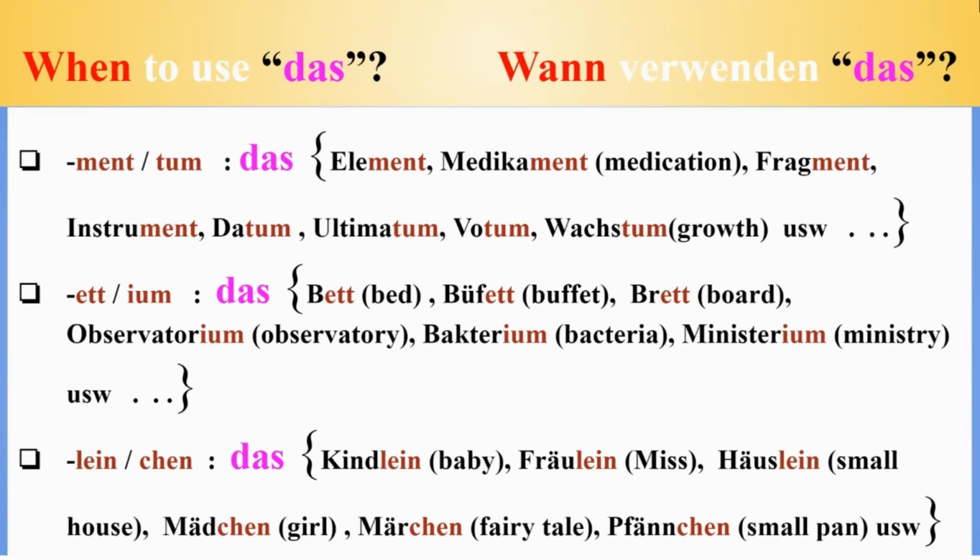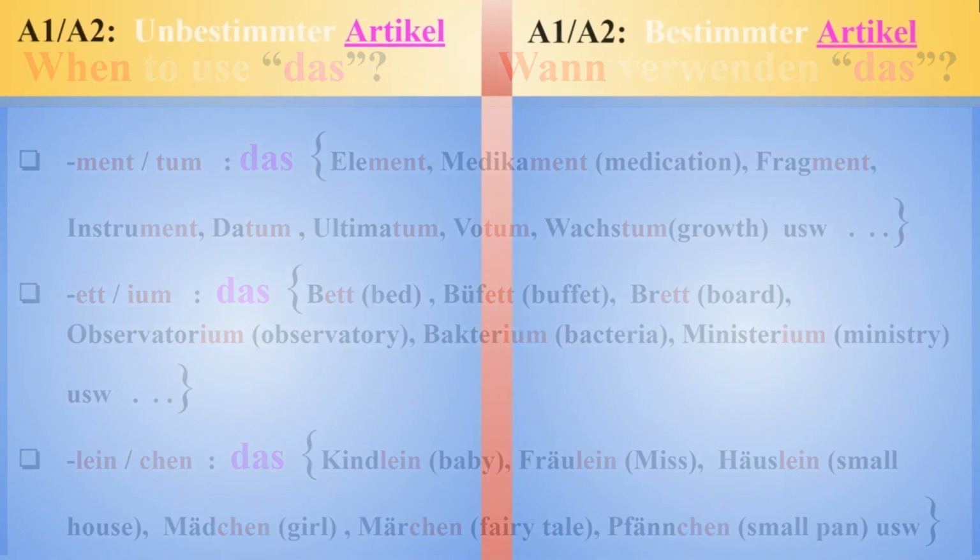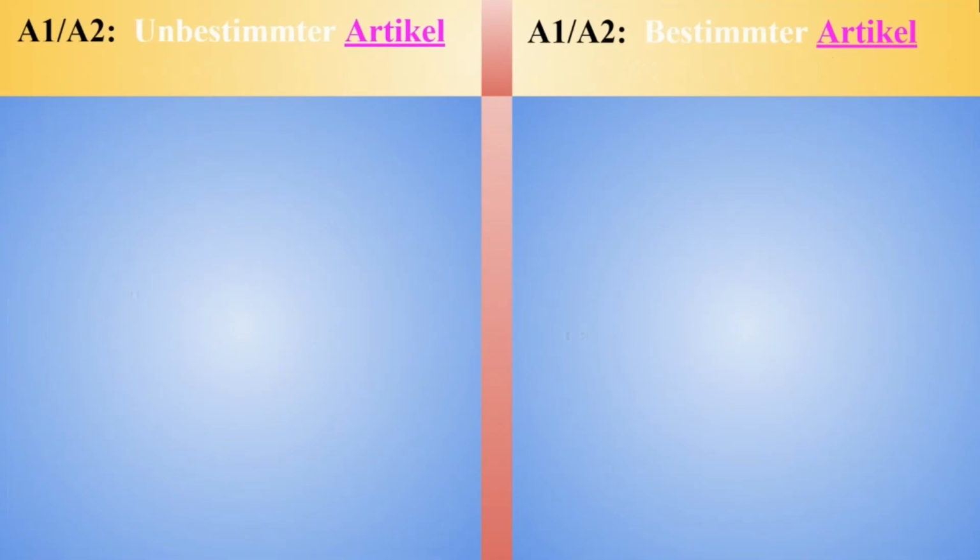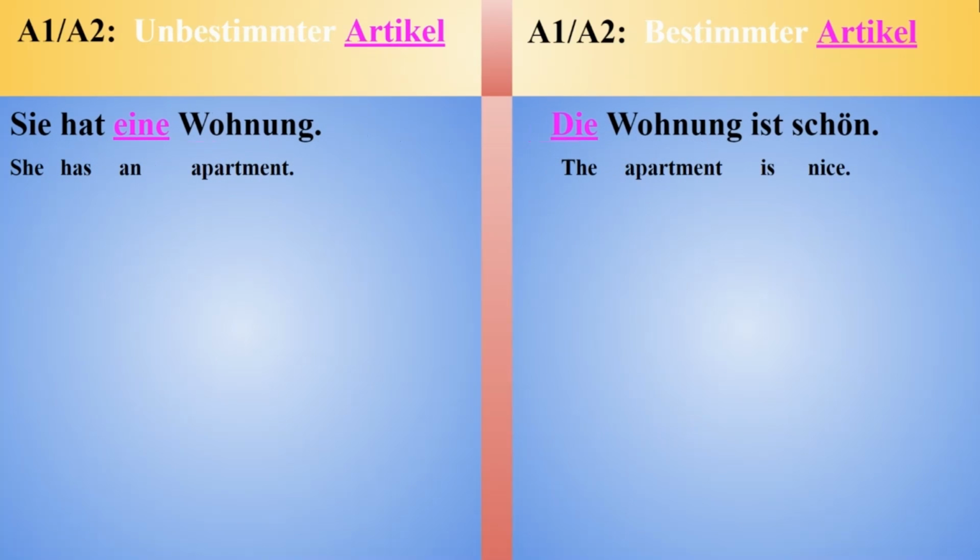Now that we have gained knowledge about the definite article, let's work a little bit on the indefinite article, that is unbestimmte Artikel. Okay, so let's do a few sentences to understand them. Sie hat eine Wohnung. She has an apartment. Die Wohnung ist schön. The apartment is nice.